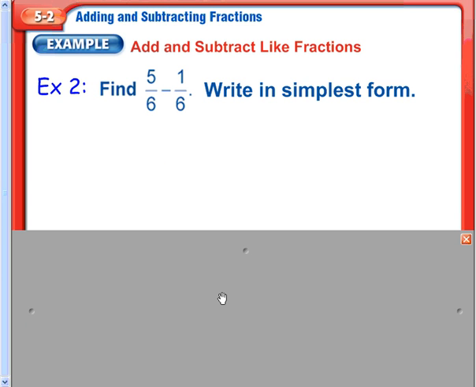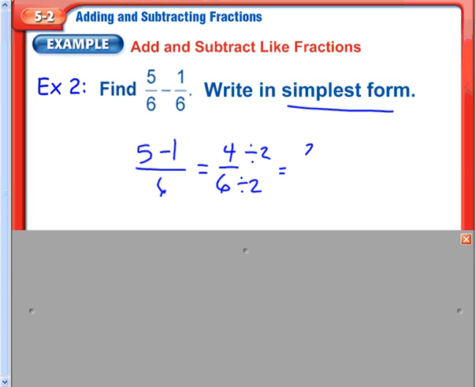In example number 2, I see that I am dealing with like fractions. Whenever I have a common denominator, I can start working through the problem right away. So I will rewrite this as 5 minus 1 all over 6, or 4/6. And since both of these numbers are even, I want to get this fraction into simplest form, so I'll divide both numerator and denominator by 2 to get 2/3.